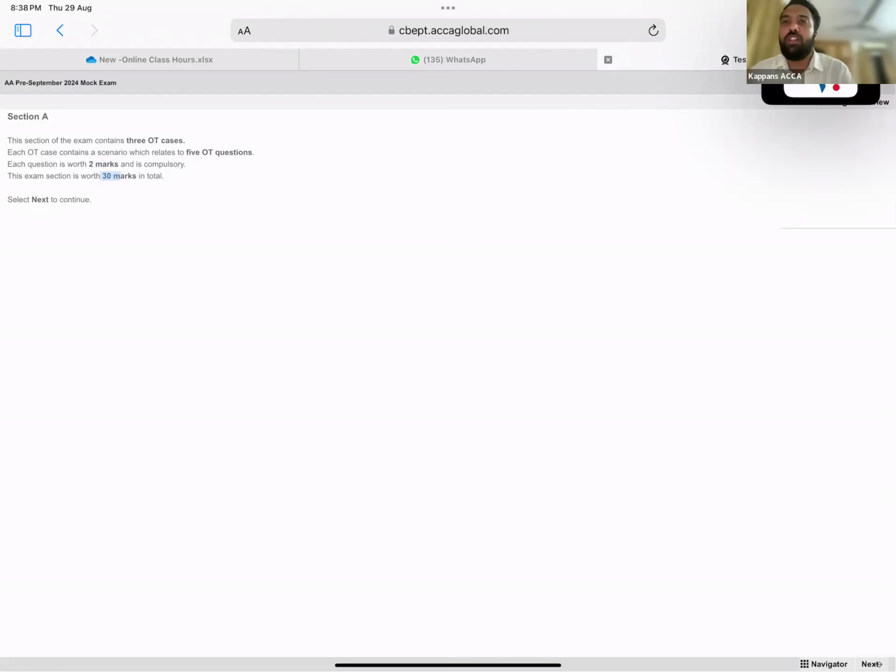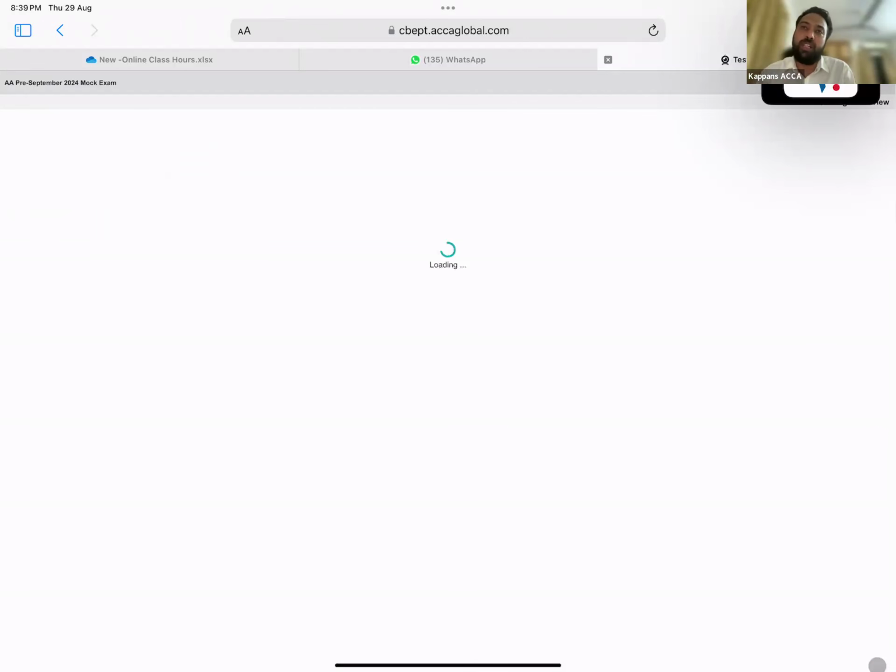The most important topics that ACCA very frequently tests in Section A are ethics, governance, that is corporate governance, ISA 570 going concern, and ISA 560 subsequent events. Having a thorough knowledge in these areas will really help you to score outstanding marks in Section A of the exam. So without wasting our time, let's start with the first question.